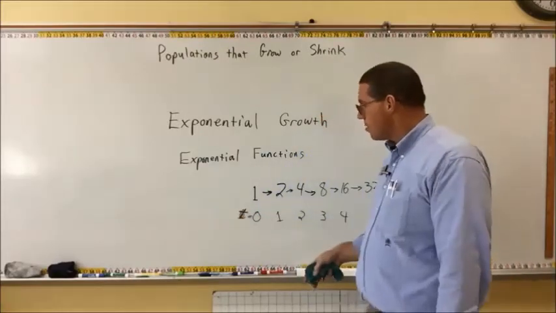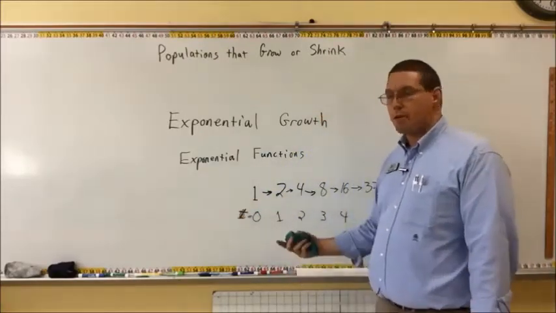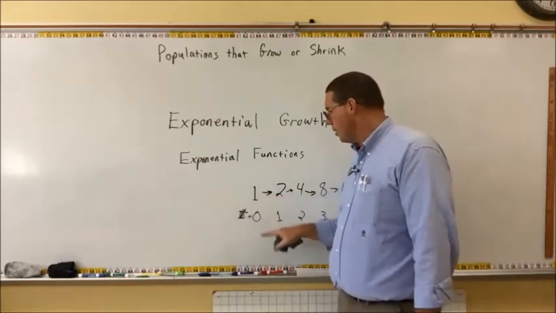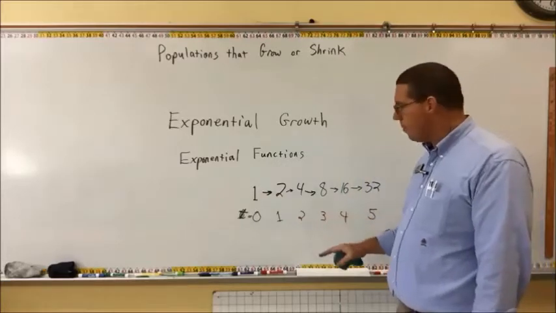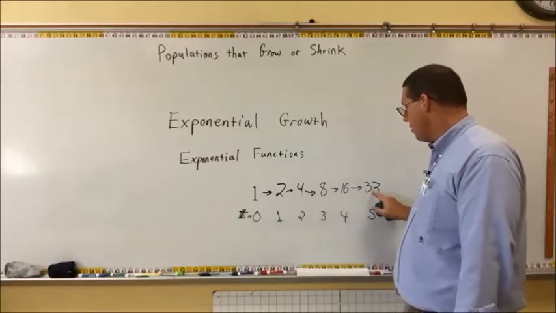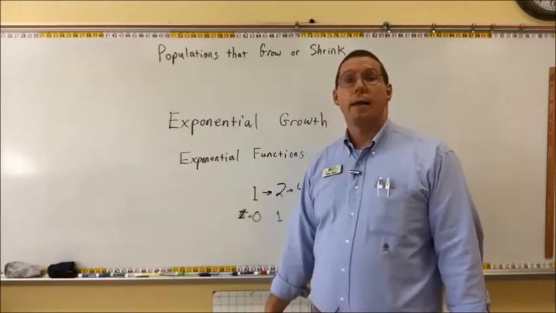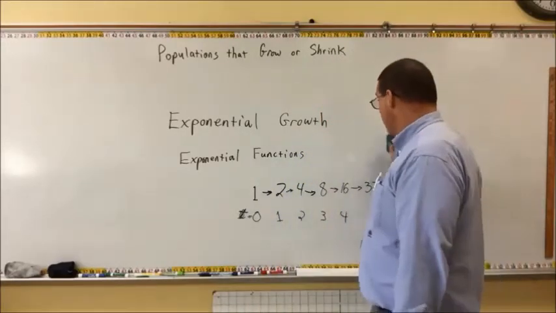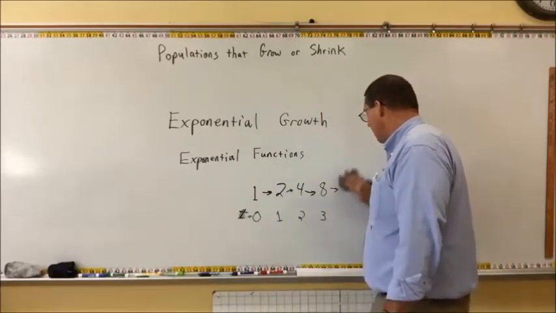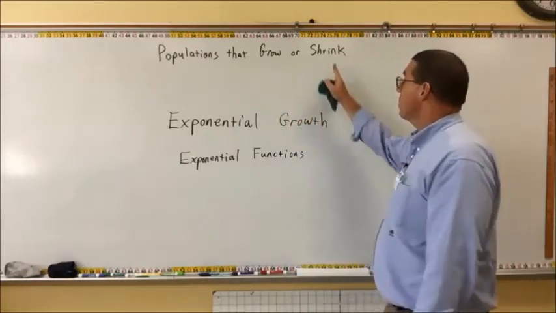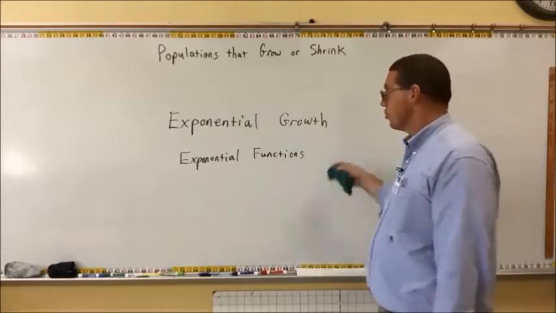Same thing with zombies. Right now there are no zombies, but if we somehow or another manage to get one zombie, that one zombie would become 2 zombies. Those 2 zombies would become 4, then 8, 16, 32, and eventually the whole world would be taken over by zombies. Okay, this is an example. This is what we're talking about. This is exponential growth, or exponential decay if it's shrinking.